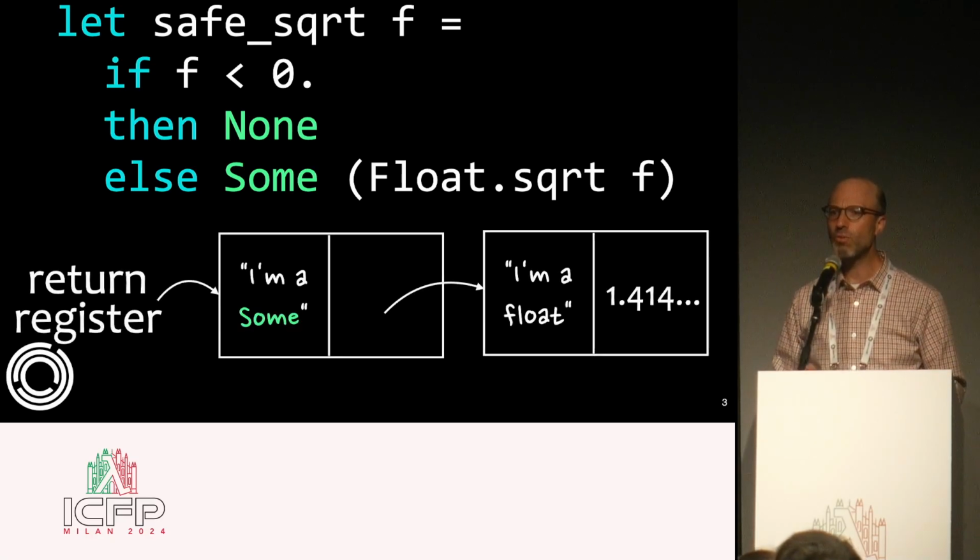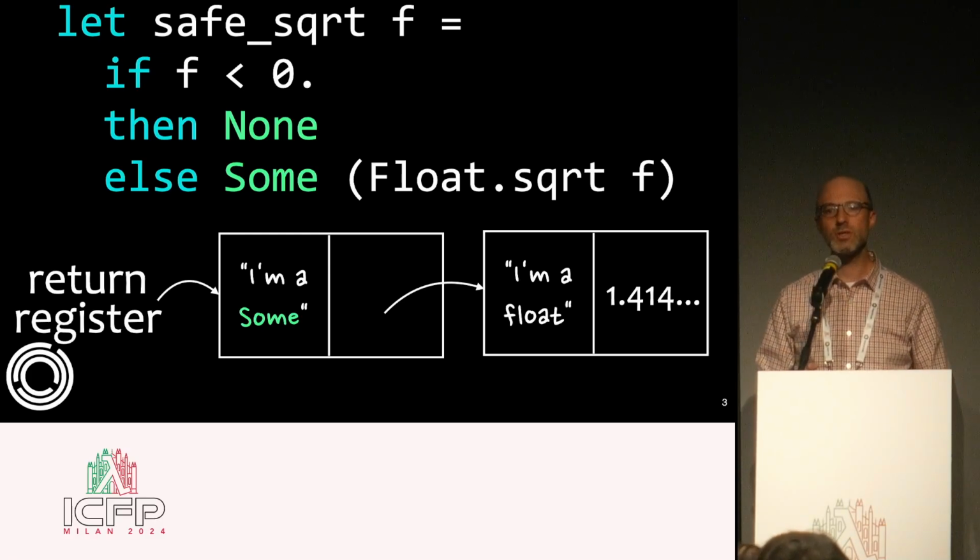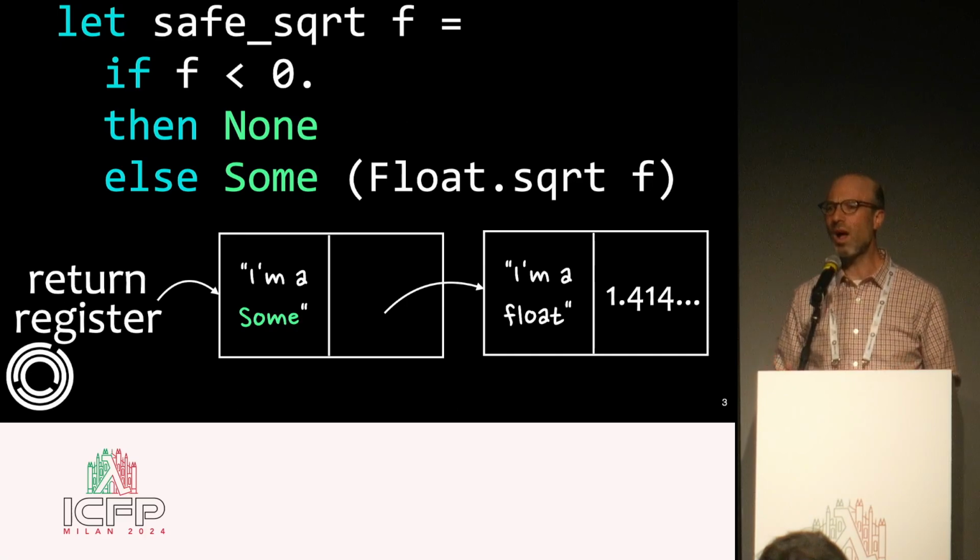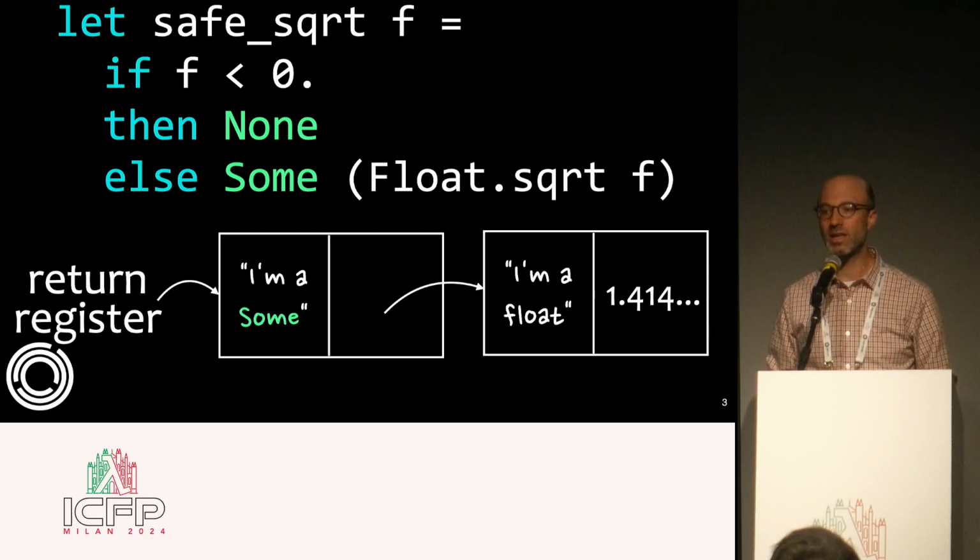But at runtime, what this is going to do is we're going to have this box on the right that contains our actual answer. But then there's this other box in the center, right? And this represents the sum constructor. And we don't really want that box. We just want to say, oh, well, it didn't fail, so here's the answer, right? And this extra box causes an extra allocation, and sometimes we want to eliminate that.